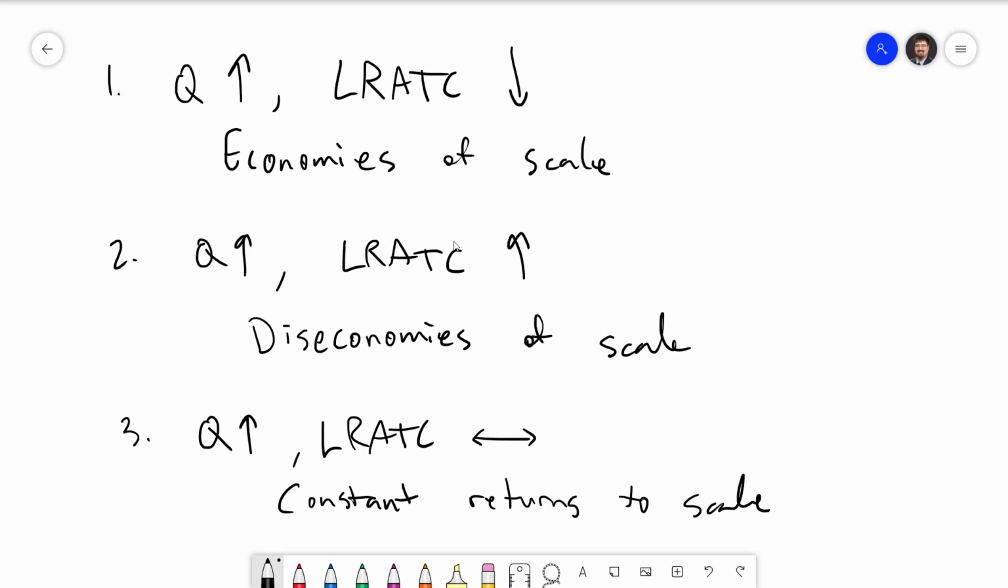This concludes our introduction to production and cost. We've covered a lot of technical terms here that are important to keep in mind as we move forward thinking about different types of market structures.